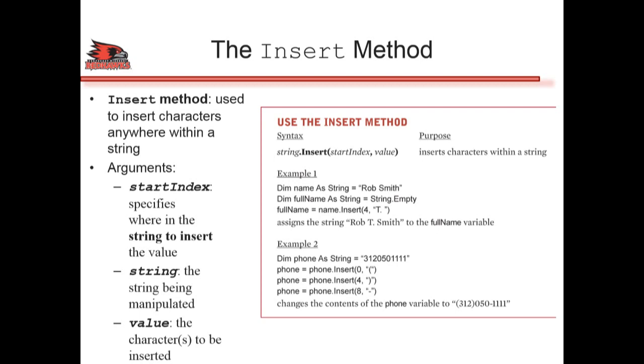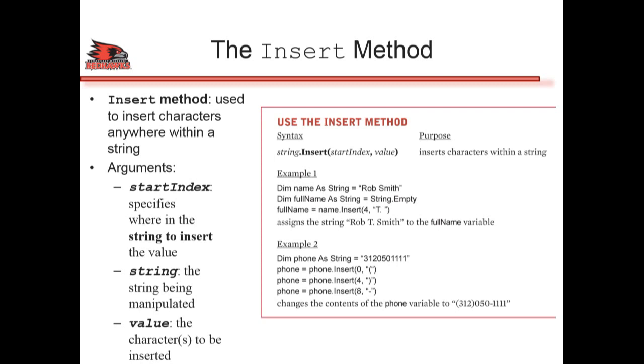The first example here shows that you want to insert the middle name in the string which contains the name. So you have Rob Smith, and you want to insert a T dot and a space. Basically, in between Rob and Smith, you want to put in T dot. So Rob T dot Smith.